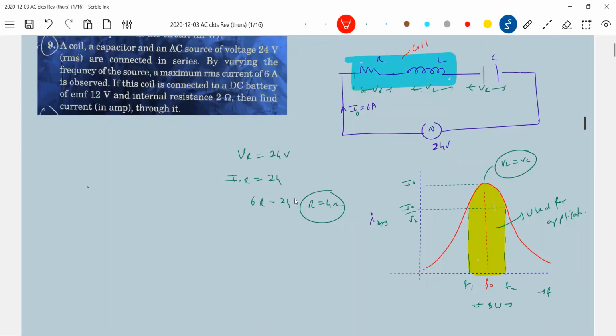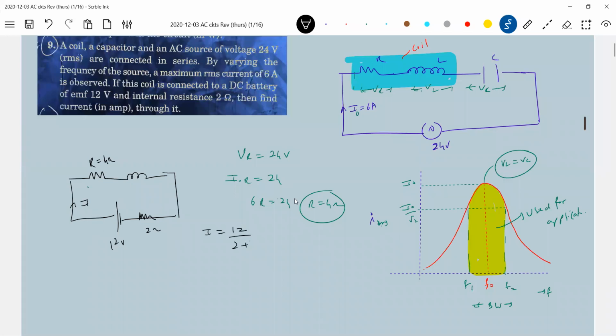This coil now I'm going to connect across a DC source of EMF 12 volt and internal resistance 2 ohm. So what is the resistance of this coil? 4 ohm. Find the current, it's asking. So therefore this I is equal to 12 by 6, which is 2 ampere.